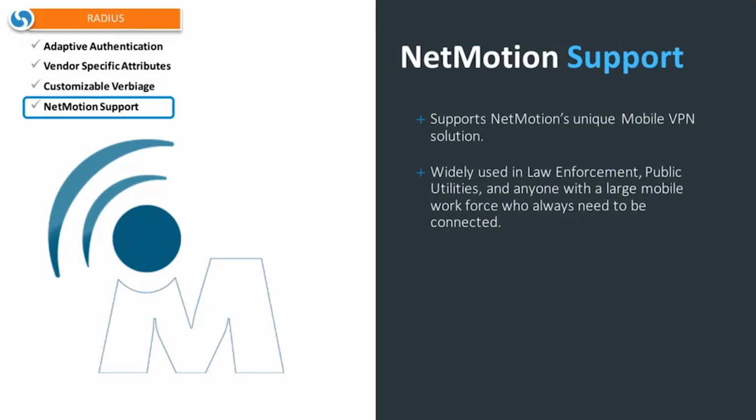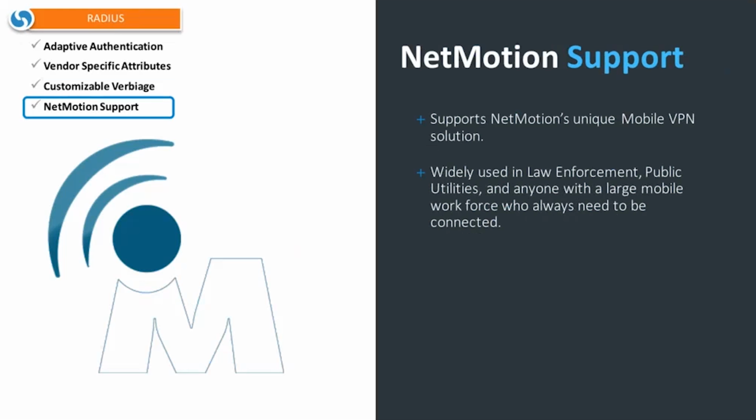As mentioned earlier, NetMotion support was added to the Radius 2.2 server. This is leveraging those vendor-specific attributes. And NetMotion, the reason why we wanted to highlight this is it is a fairly unique mobile VPN solution. The reason why it's unique is because it allows you to jump from WAN internet source to WAN internet source, such as cellular data to maybe a public Wi-Fi spot, back to cellular data, and all without losing session or having to reconnect. It's widely used in the law enforcement field, or public utilities, or even insurance companies.